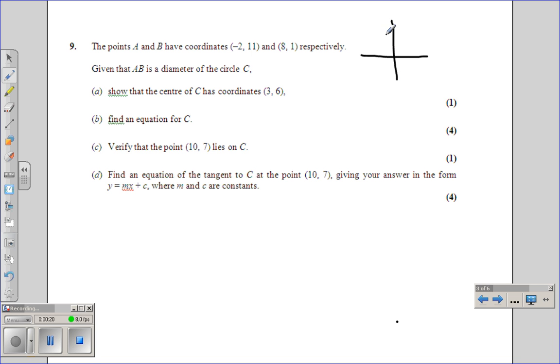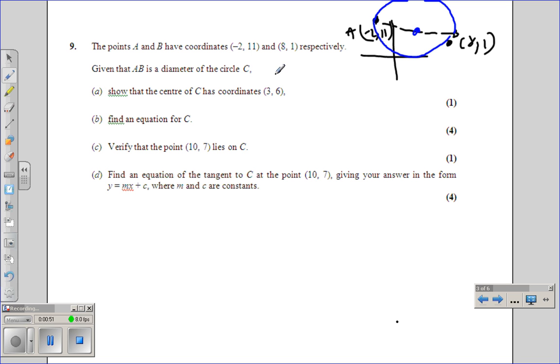I'm going to do one anyway. Minus 2, 11, that is point A. And 8, 1, that is point B. There. AB is the diameter of a circle. So the circle, check out the colours, looks like this. We have to show that the centre has coordinates (3, 6).